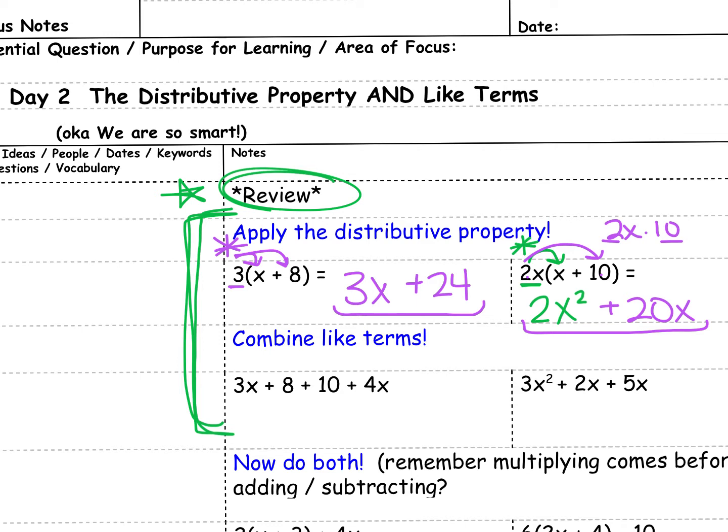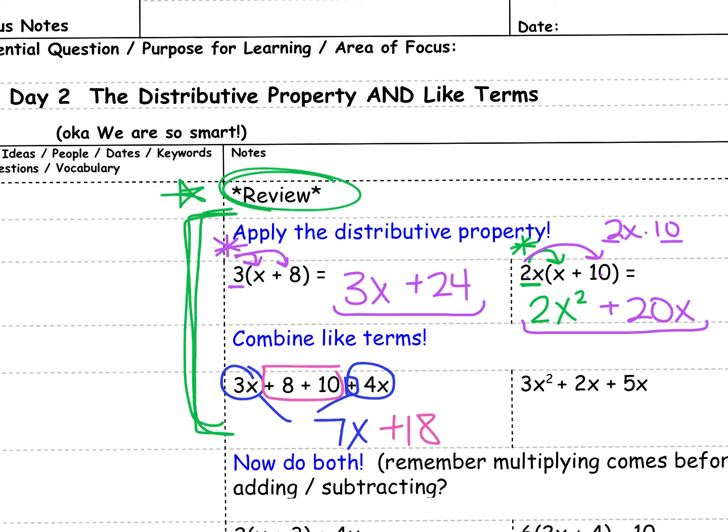Now down below we have like terms, so I have a 3x plus 4x because it's adding. 3 plus 4 is 7x. And then I can put my numbers together. 8 plus 10 is plus 18. Those are not like terms, don't put them together.